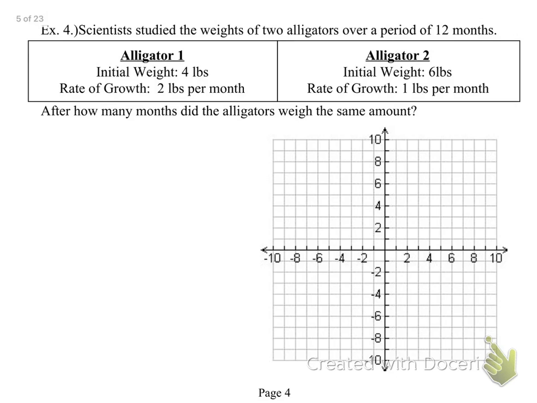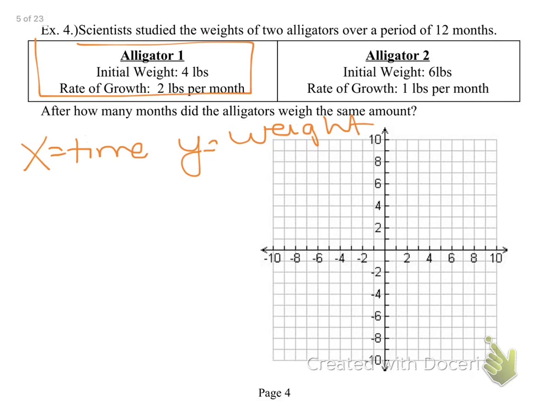The next problem, example number 4, is a word problem. So we're given two sets of information. We have to create equations, graph them, and then see where they intersect. So if we look at our first alligator, we know that we have to label some variables. So let's have x equal time and y equal the weight. Keep in mind, this is over a 12-month period, too.